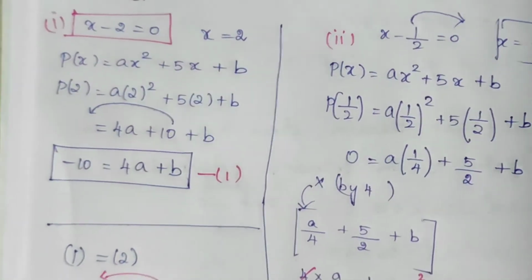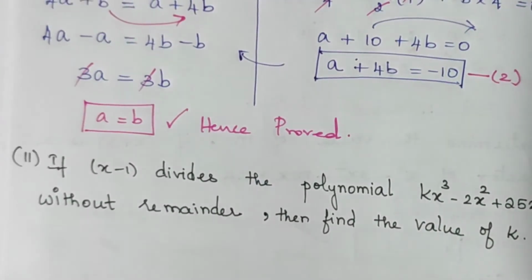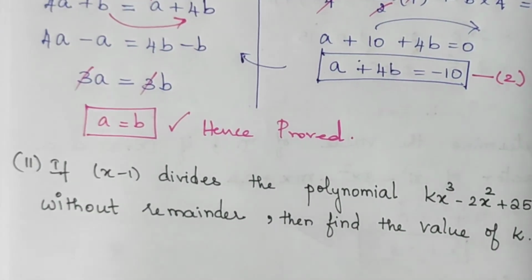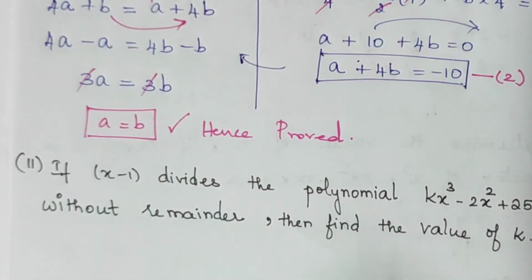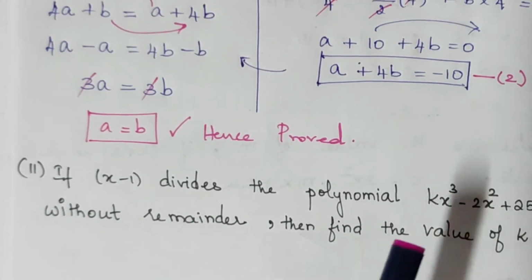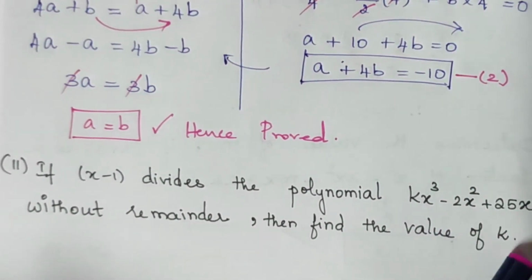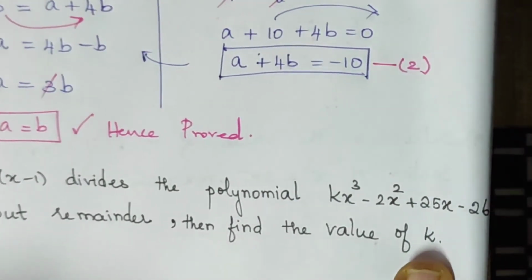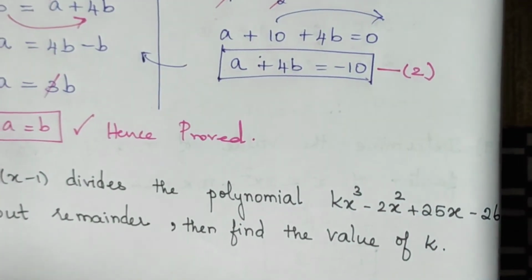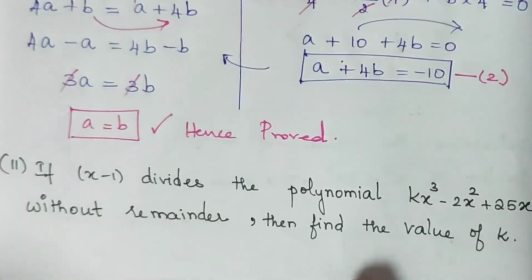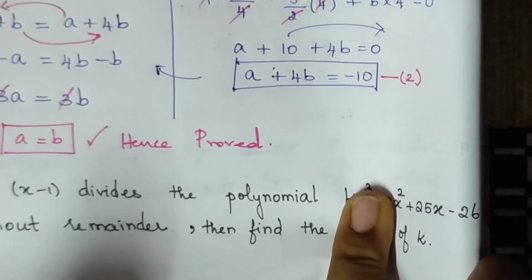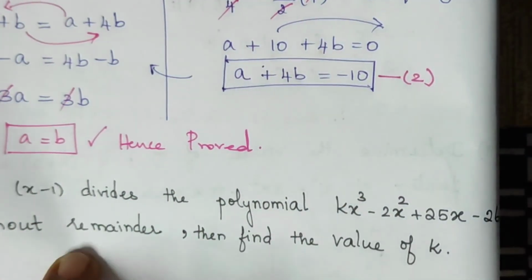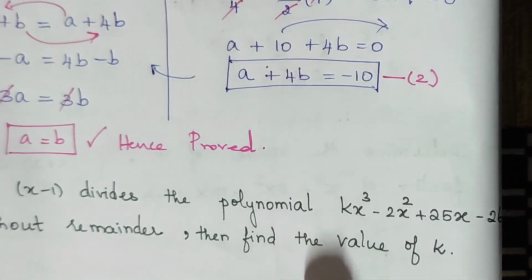Okay, so we have proved, hence proved. Problem number 11. If x minus 1 divides the polynomial kx cube minus 2x square plus 25x minus 26 without remainder, then find the value of k.